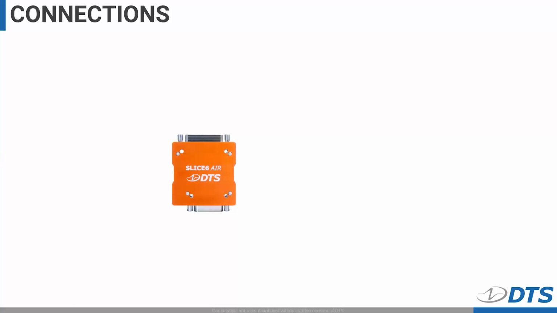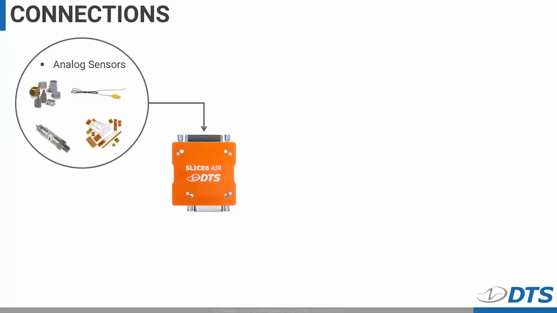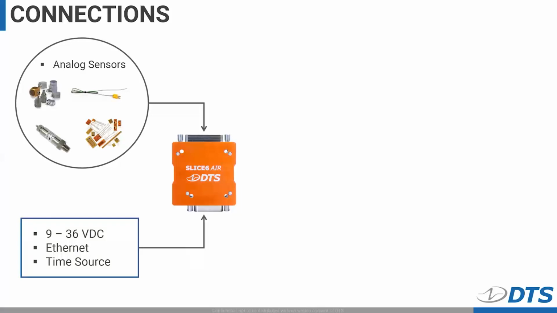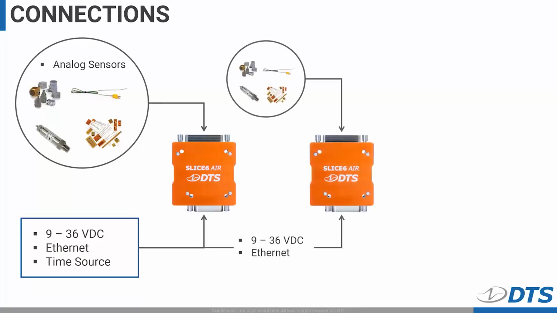Now that you have a better understanding of SLICE6 AIR, setting up a standalone data acquisition system is really as easy as connecting analog sensors via the 51 socket connector, and then supplying power, Ethernet, and a time source. With that, you have a complete standalone, fully autonomous data acquisition system. Now, if 6 channels is not enough, of course, you can daisy chain modules to one another.